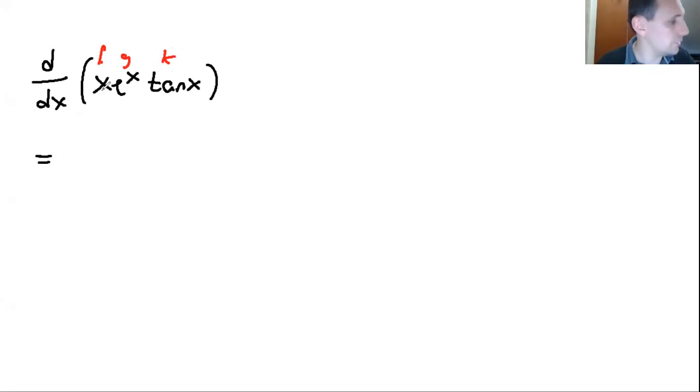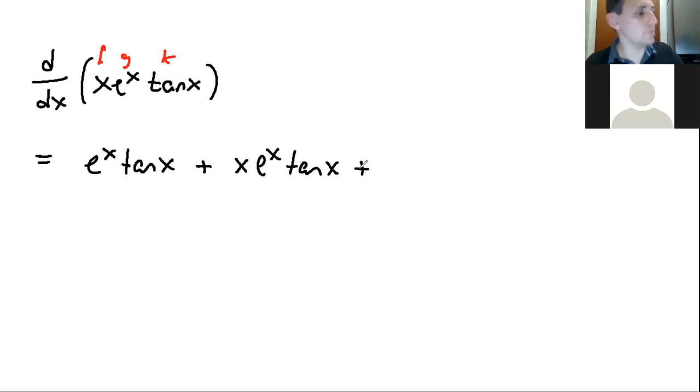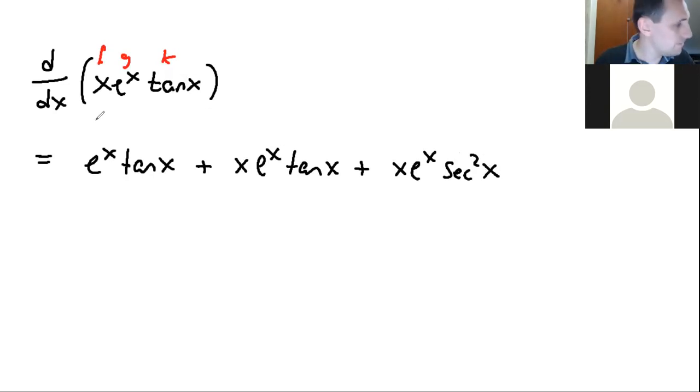We get the derivative of the first function. So that would be simply e to the x tangent x plus derivative of the middle function, which doesn't change, plus the derivative of the last function. Derivative of tangent is secant squared x. What do you do if you ever are in doubt or forget the solution?